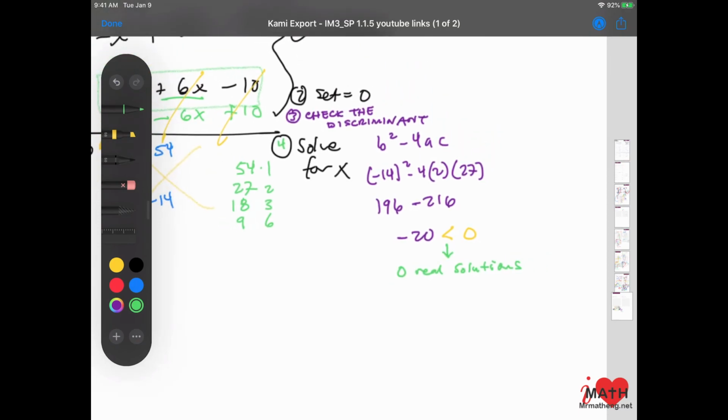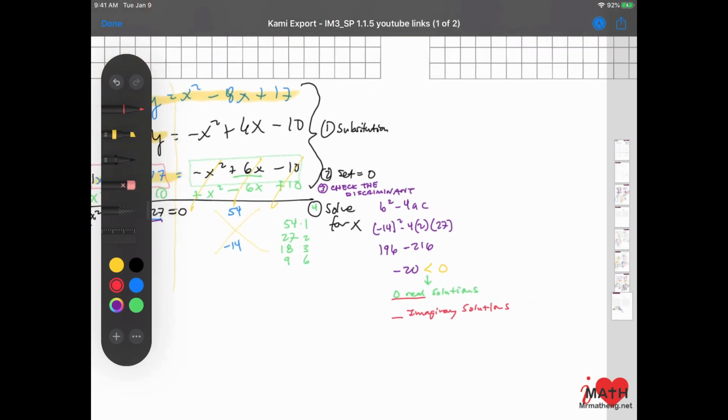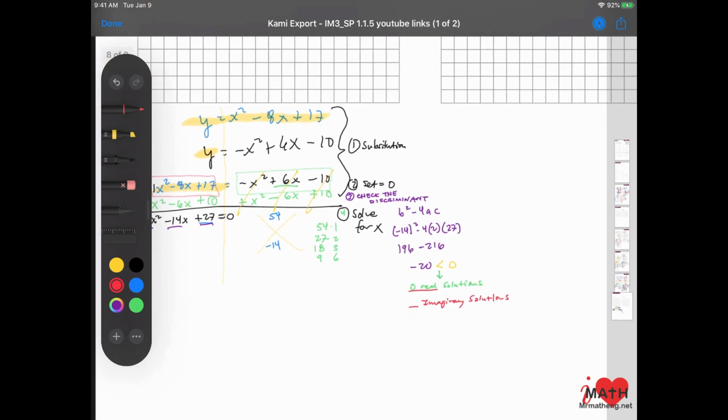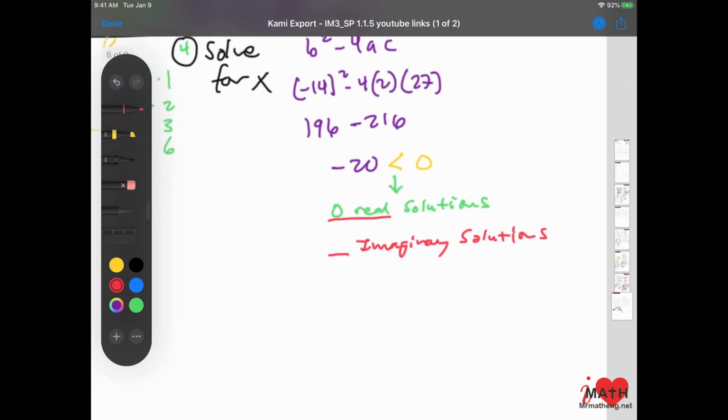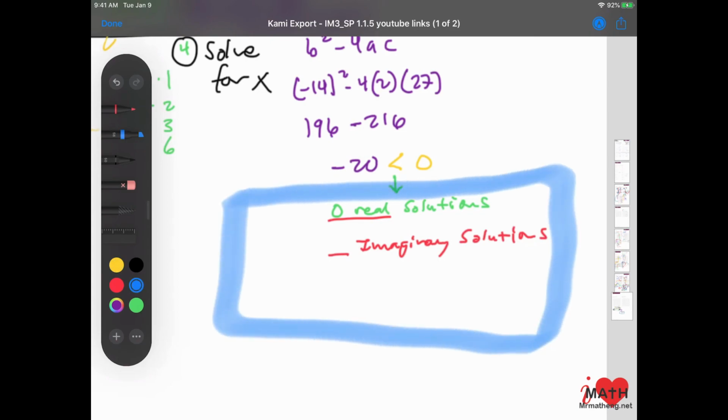Okay. Now this word, zero reals, means we're going to have some kind of, I'll call it, blank imaginary solutions. And we'll talk about imaginary in a second, but the goal is that if you graph this, let's highlight this. The big idea here is you're going to have no intersection.